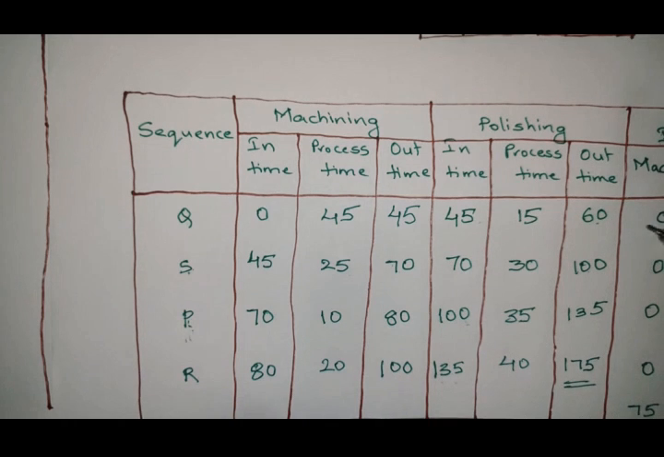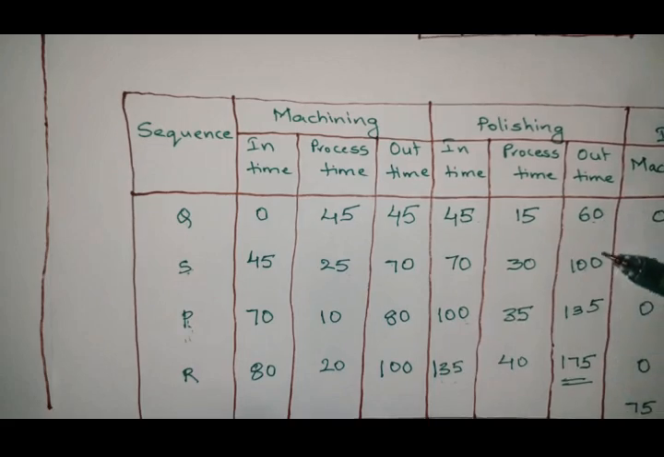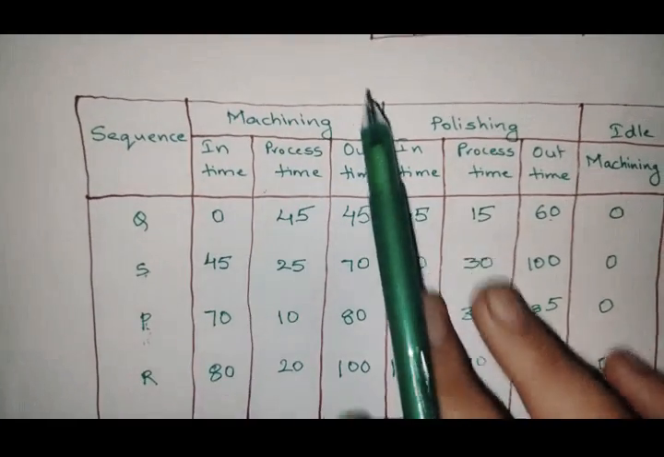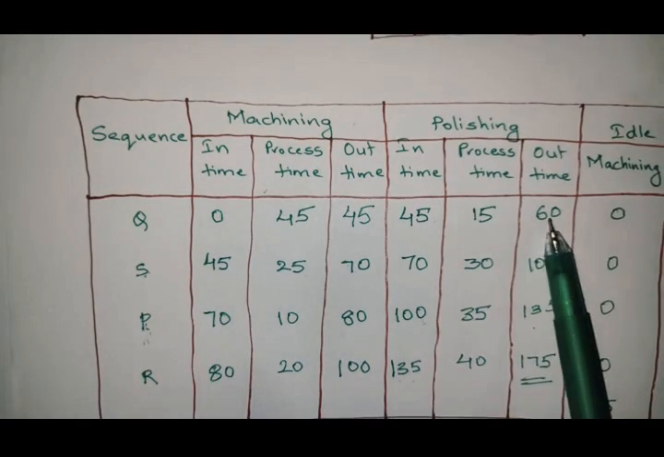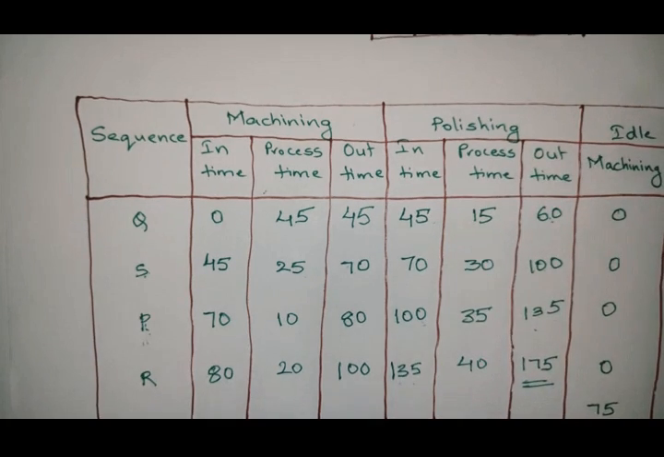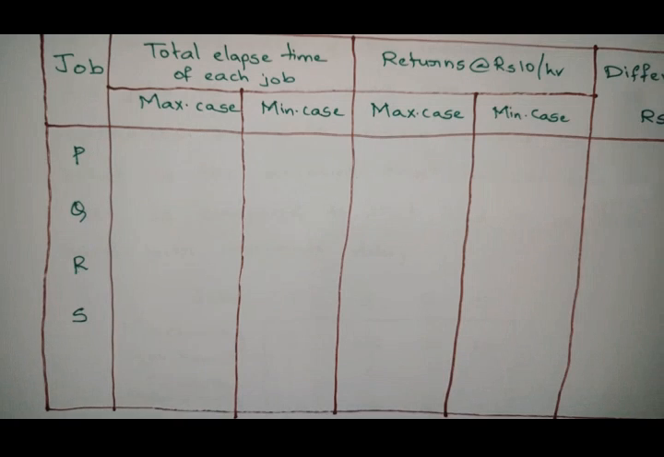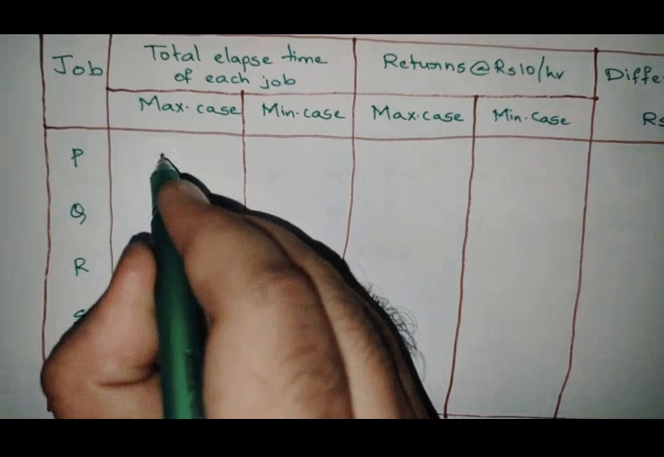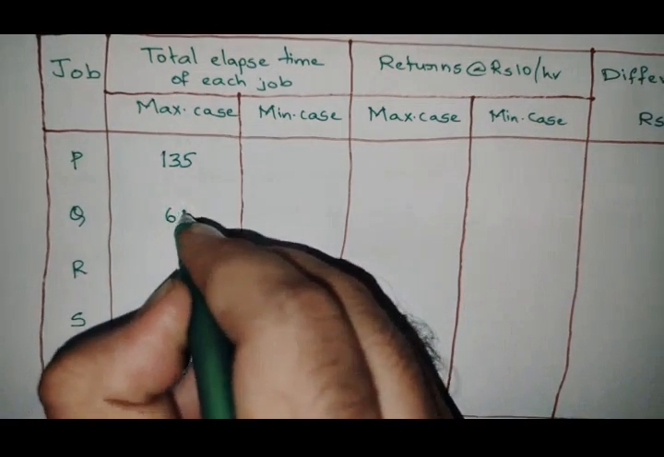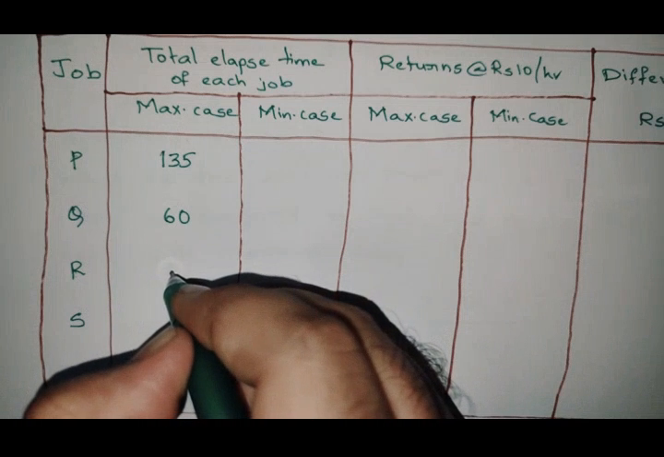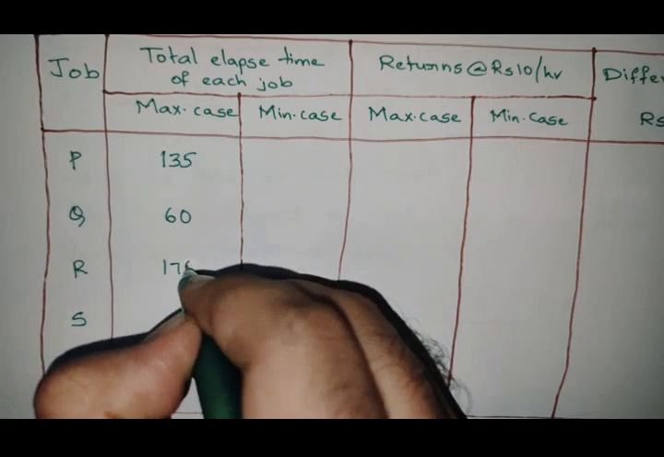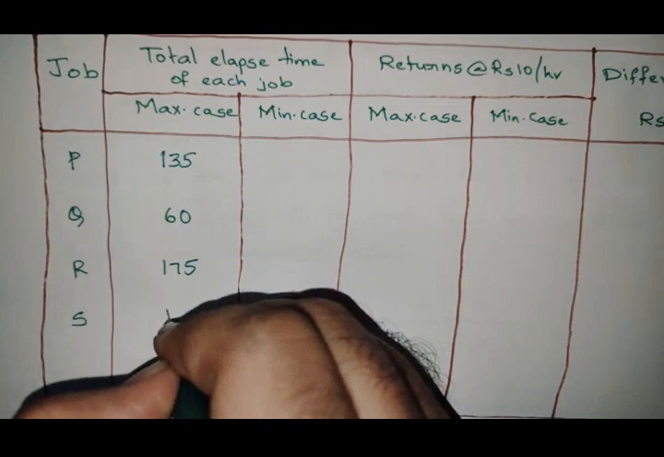Now write those total elapsed times for each job in the maximization case. Those are 135, 60, 175 and 100. So I am writing those values: 135, 60, 175 and for S it is 100 hours.